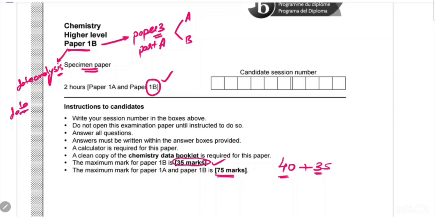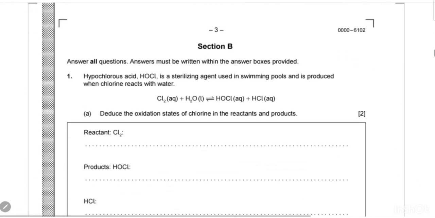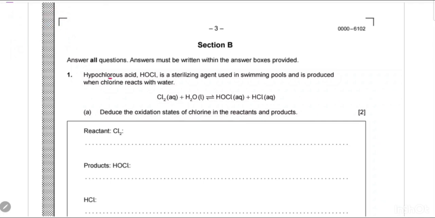Now, if I move to the questions of this paper, the first question is: hypochlorous acid is a sterilizing agent used in swimming pools, and it is produced when chlorine reacts with water. So when we add chlorine as a disinfectant to water, it will react with the swimming pool water and form HOCl. This is the basic of this question. Now what it is asking you: deduce the oxidation state of chlorine in the reactants and the products.